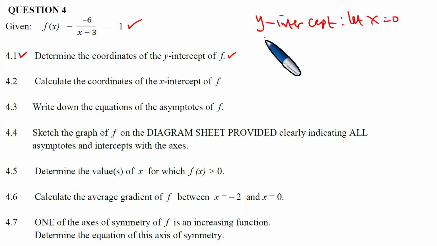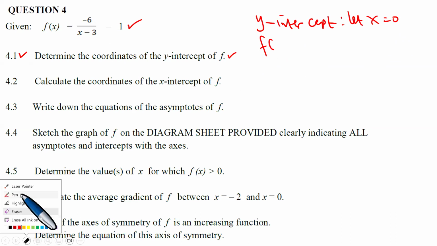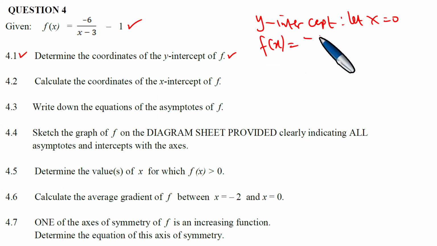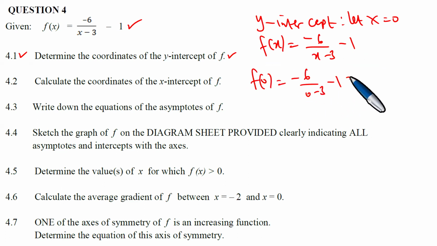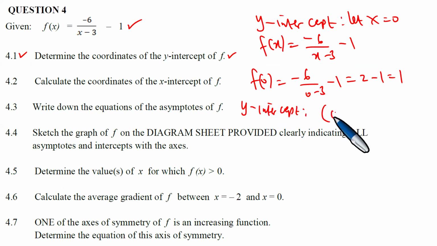So in other words, when x is 0, because the equation of the function is f of x equals that, we have f of x, which is minus 6 over x minus 3 minus 1. Getting f of 0, which is minus 6 over 0 minus 3 minus 1. This is exactly 2 minus 1, which is 1. Y-intercept. So you have x is 0 and y is minus 1.